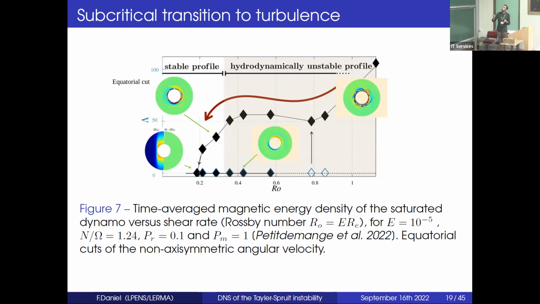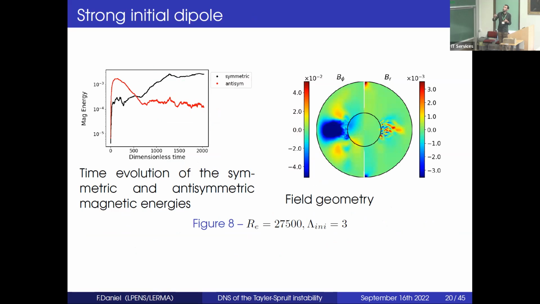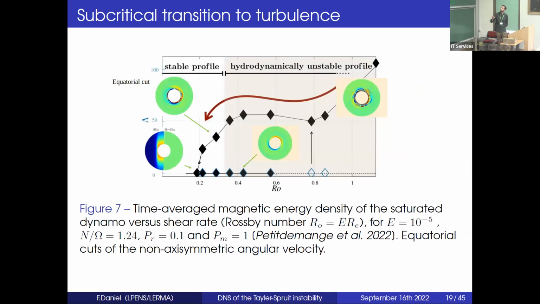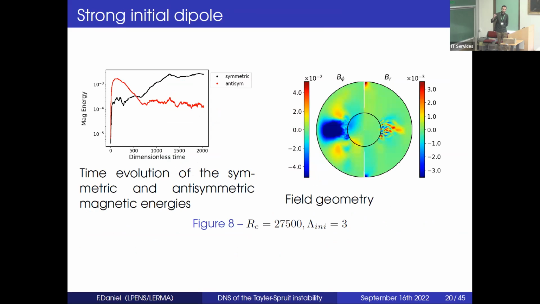But if you impose an initial magnetic field which is strong enough, you can obviously jump towards that branch here. And this is what I did here by imposing a strong dipole at first, which corresponds to the geometry Spruit predicted. If you do so, you actually jump toward the big branch that is here, and you skip the first kinematic stage of increase. Here you can see it with the symmetric part of the magnetic field and the antisymmetric part. The dipole is going to decrease as Tayler-Spruit developed here.